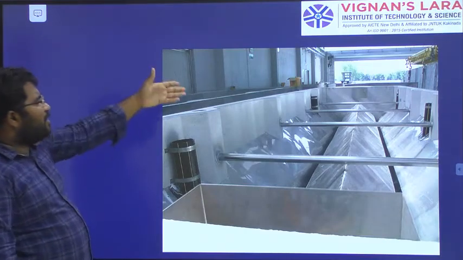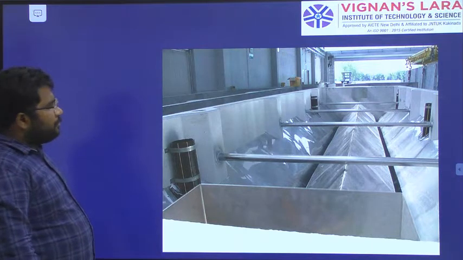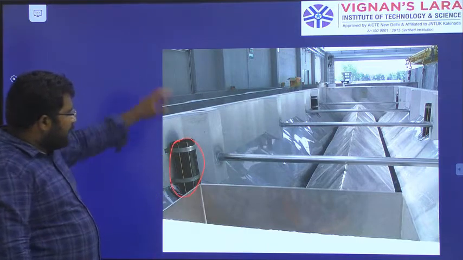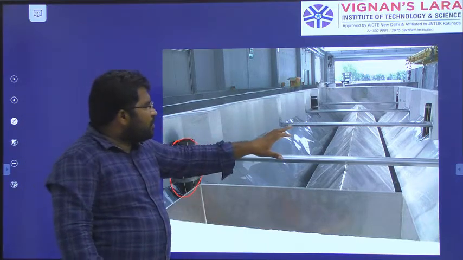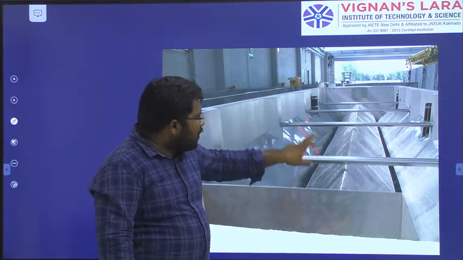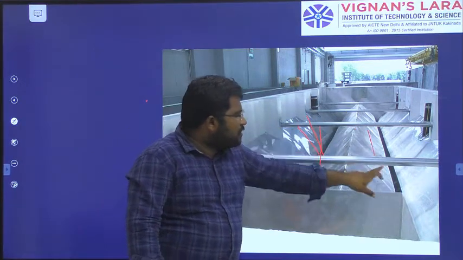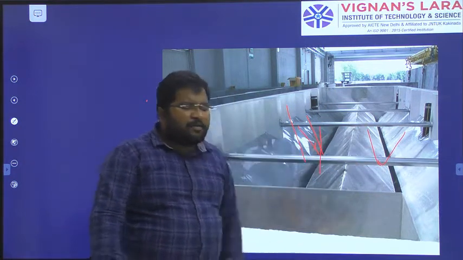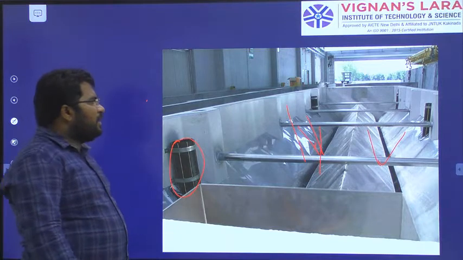So this is the actual Imhoff tank. You can see here the gas vent to take the gas out. The wastewater is coming here, and the solids will go down. This is one chamber, and this is another chamber. At the bottom we have the digestion tank.